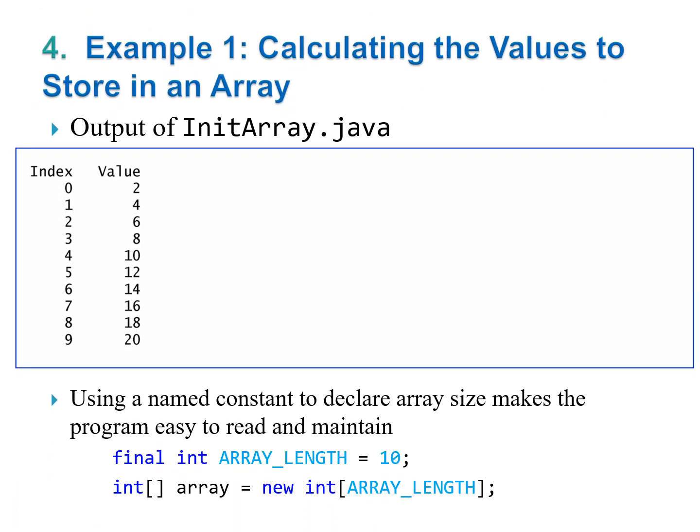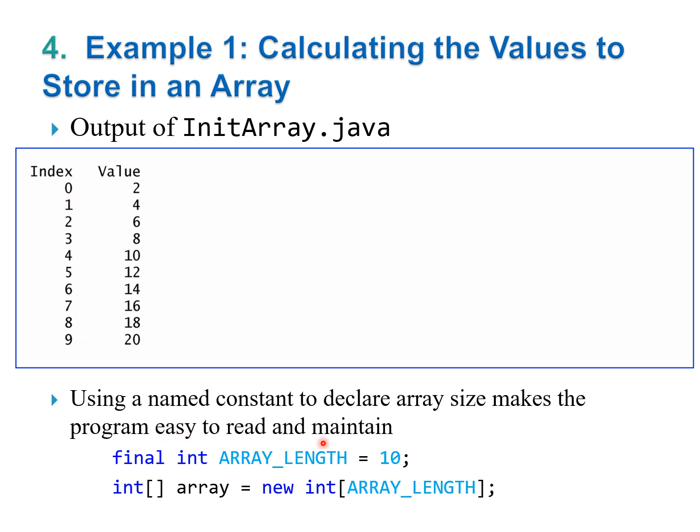And here is the output of the initArray.java program. You see that in the value column, it shows the even integers from 2 to 20.